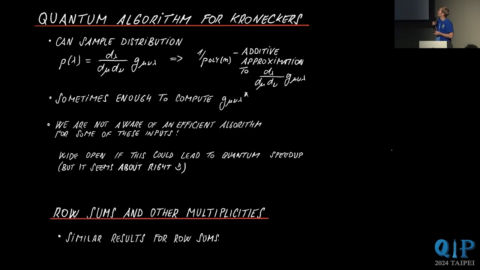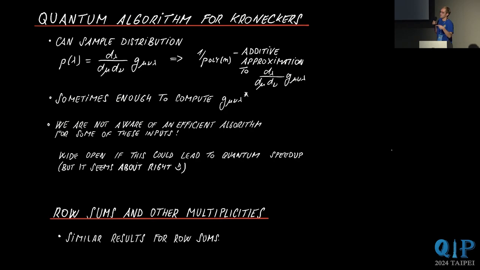And let me also tell you a little bit about additional results that we have in the paper. The circuits that you saw previously also suggest a quantum algorithm for computing Kronecker coefficients. They allow you to sample from a distribution that looks like this: you have d_lambda over d_mu d_nu, and then the Kronecker coefficient. If you use the character formula that I showed in the beginning, you can convince yourself that this is appropriately normalized.